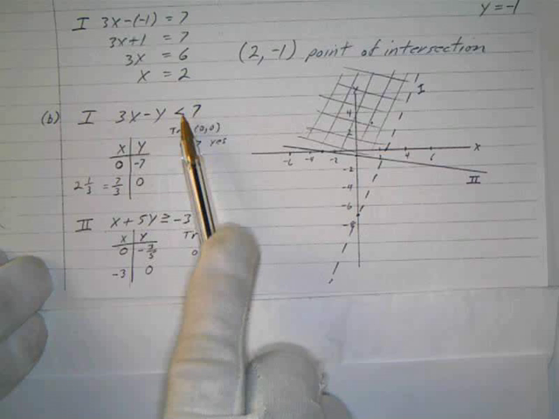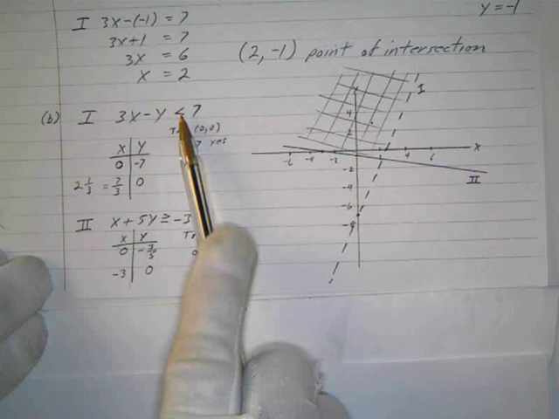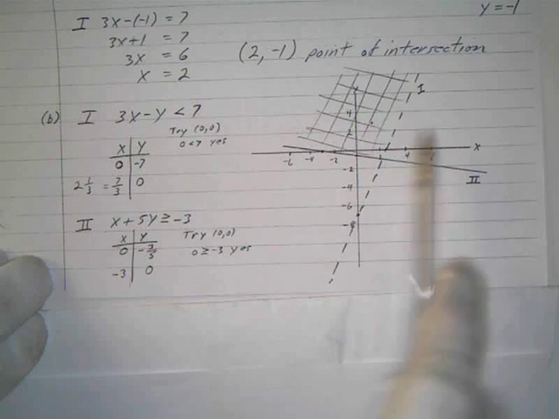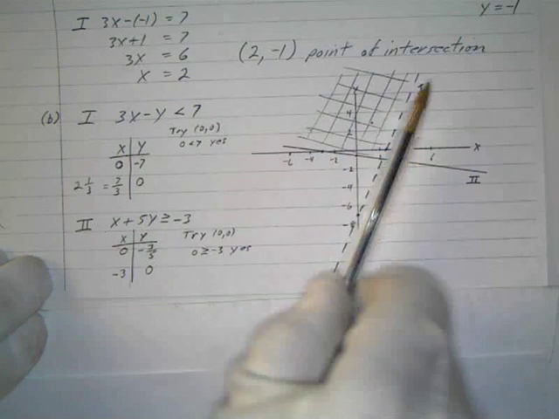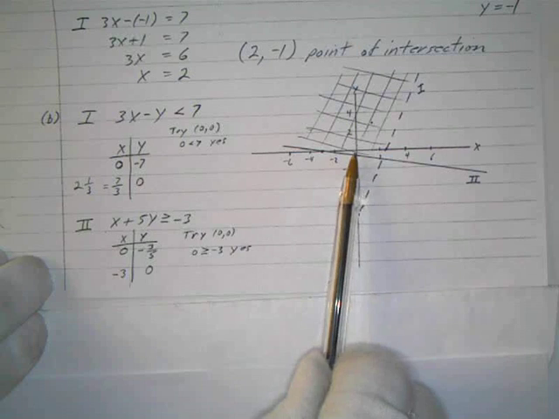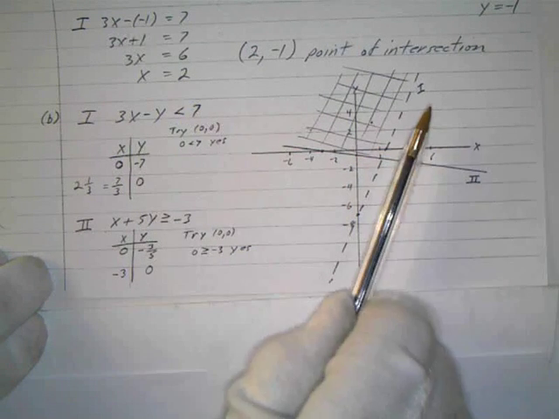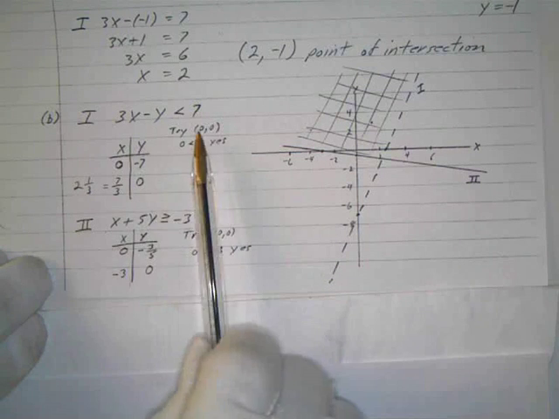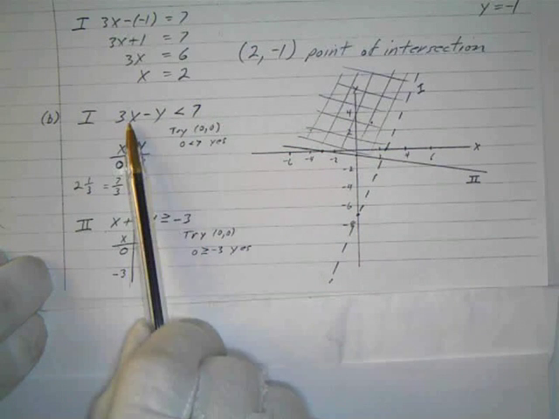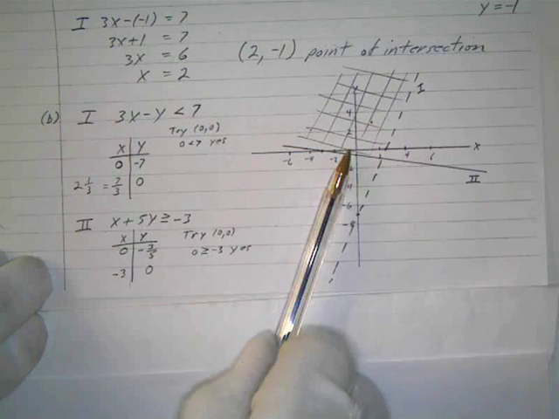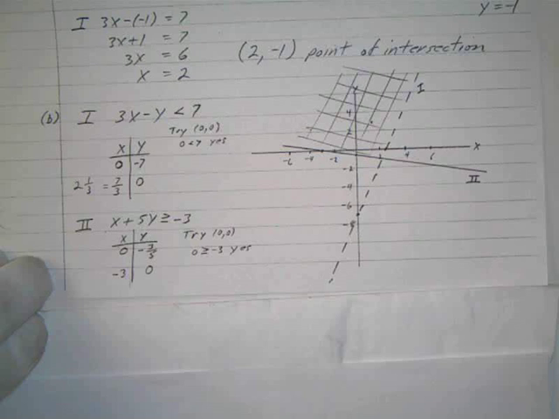Now if it's true, that means it's going to be on that side of the line. We're going to use the dashed line first. The point 0, 0 is to the left of the dashed line. So if I put 0, 0 in this equation and it makes it true, then that's the side I'm going to shade. 0 minus 0, is that less than 7? Yes. So 0, 0 is on the side of the dashed line that I'm going to shade. If it was false, then I would shade the other side.